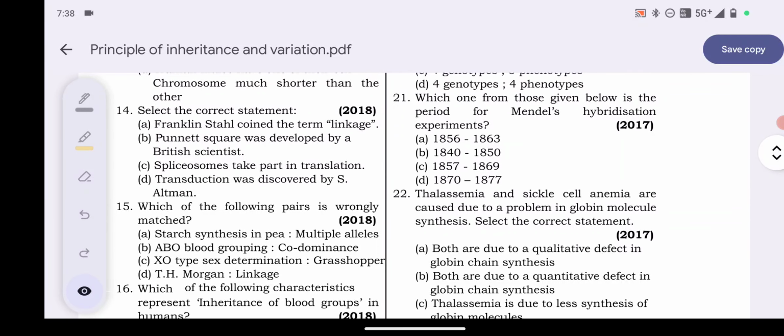Mendel experimented on pea plants for 7 years, from 1856 to 1863, and his findings were published in 1865. This is the explanation. Question number 22.